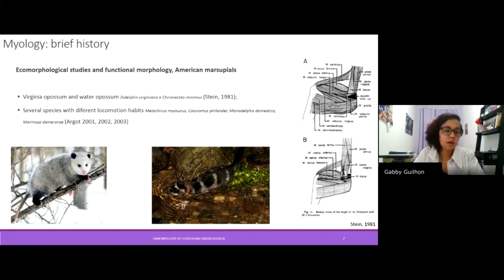And we have a beautiful paper, actually several papers, from Christine Argot, who described a lot of species with different types of locomotion, including terrestrial, scansorial, and arboreal American marsupials. But the idea in her work was to infer the locomotion of extinct species. So she did not describe each species. We don't yet have the entire description of these species in a separate paper, for example.